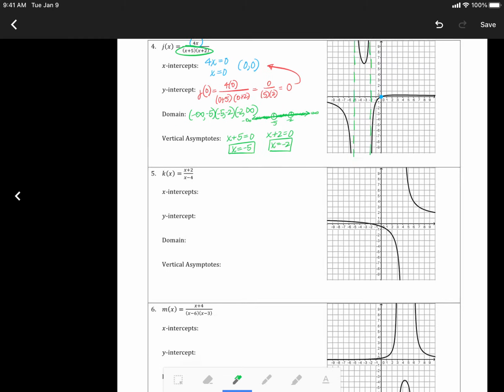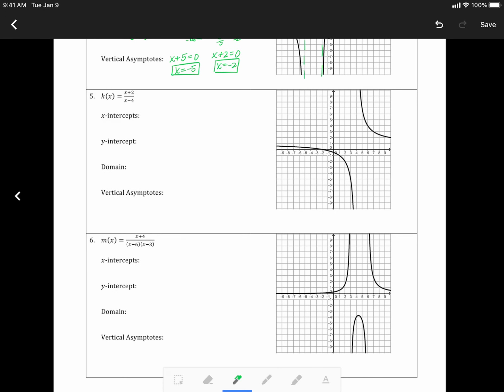Okay, I'm going to save the last two for you guys to try on your own. Obviously the graphs are right here, so you can check your work with the graph. Ask questions on these in class. I would love to work on them with you guys.